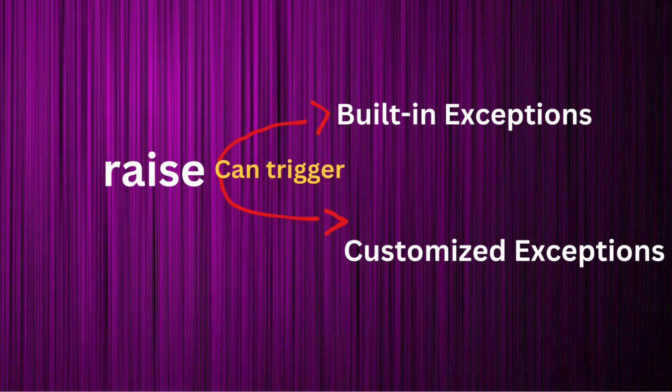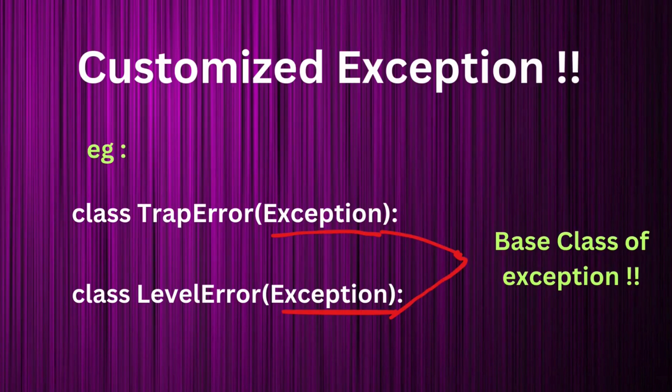For raising an exception, there are two things that you need to keep in mind. By using the raise keyword, you can trigger built-in exceptions like IndexError, TypeError, ValueError, etc. Or else you can trigger a customized exception. So what is a customized exception? It means you create your own type of exception by inheriting from the base class Exception.